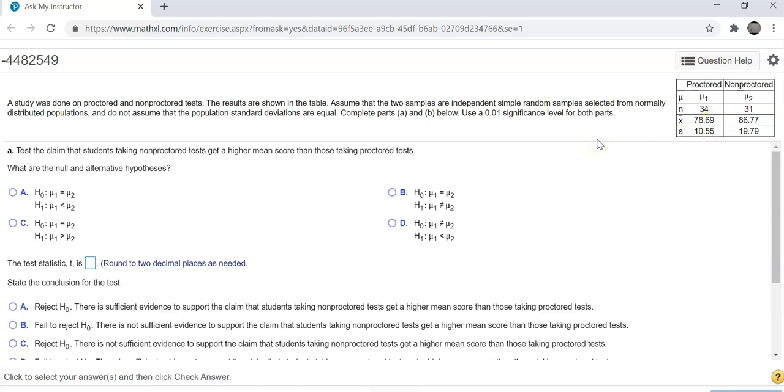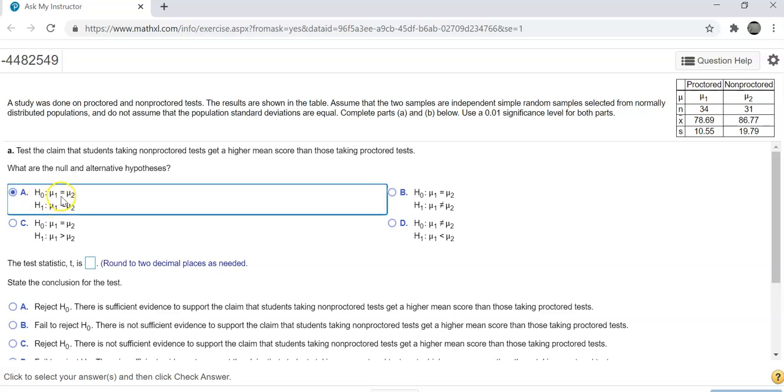Okay, use a 0.01 significance level for both parts. Test the claim that students taking non-proctored tests get a higher mean than those taking proctored tests. So our proctored we're calling mu1, and obviously it doesn't matter which is which, so you can pick. So we're saying that the proctored is lower. So here in part A, remember the null is always equal. In this case, we're saying that it's going to be bigger for the non-proctored. They're going to do higher.